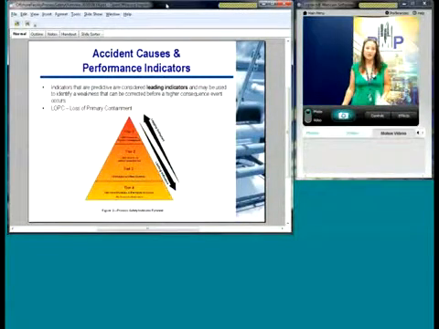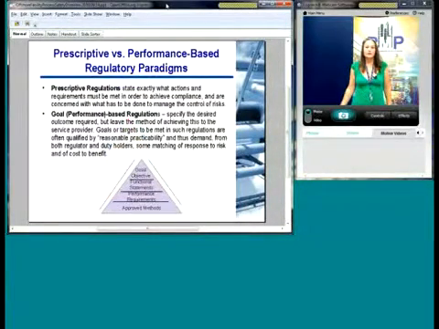And that's where performance-based regulations come in, because our goal here is loss of primary containment. And these kinds of indicators, you're not going to be able to measure from typical injury reports, slips, trips, and falls, and those kinds of measurements. So basically, prescriptive versus performance-based regulatory requirements.